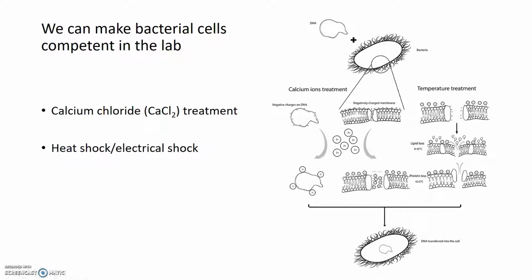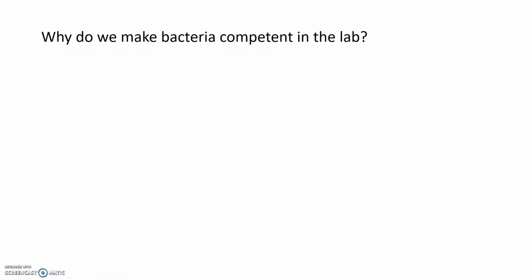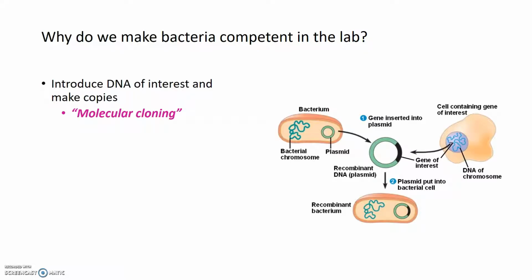And the most common competent cell that we make in the lab is E. coli. So why would we even want to make a bacterial cell competent in the lab? The main reason that we do this is so that we can introduce DNA or genes of interest into this bacterial cell and use the bacteria as basically a replication factory to make many, many copies of our DNA or gene of interest.